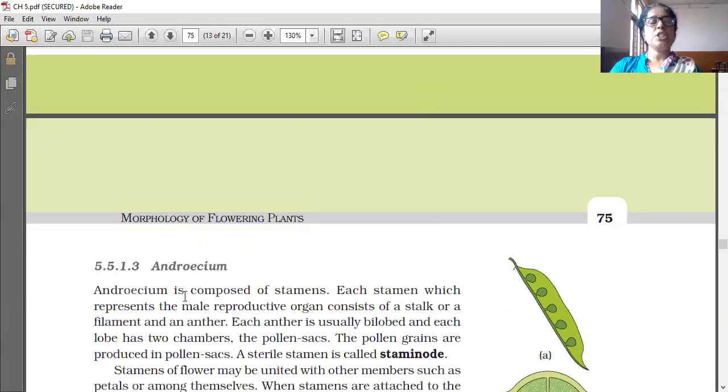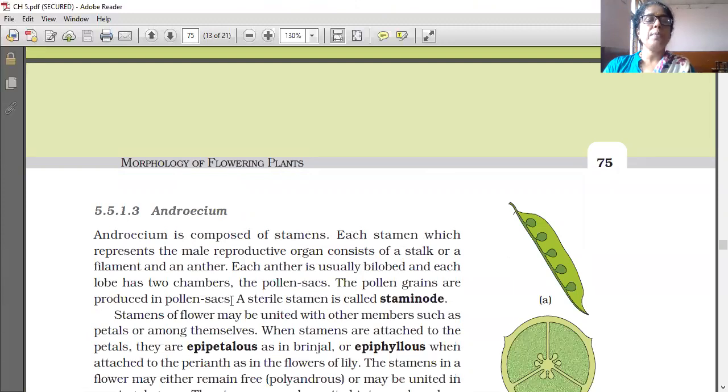Next one is androecium. Androecium is composed of stamens. Each stamen, which represents the male reproductive organ, consists of a stalk or a filament and an anther. Each anther is usually bilobed and each lobe has 2 chambers, the pollen sacs. The pollen grains are produced in pollen sacs. A sterile stamen, sterile meaning not fertilizing, the opposite of fertile, not having reproductive capacity, is called a staminode.